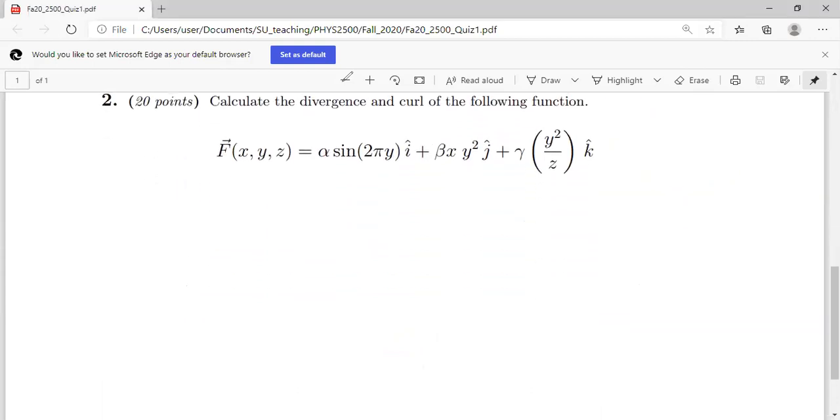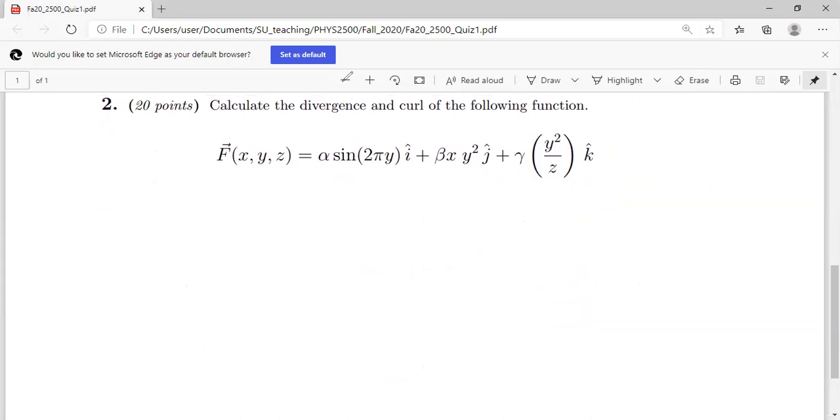Question 2, really just kind of crunch through some stuff. We'll test my ability to do this really quickly without making any calculation mistakes. If you catch me making a calculation mistake, I will give you extra credit on the quiz.